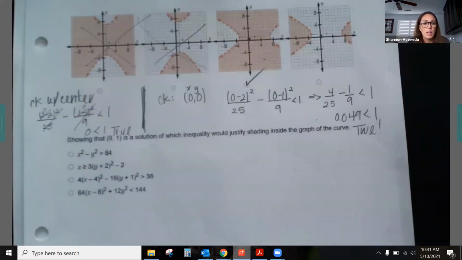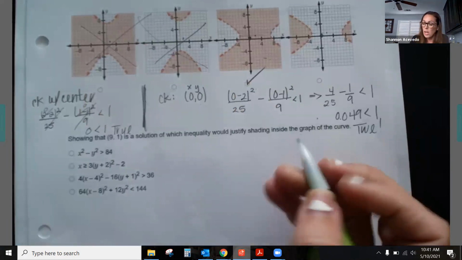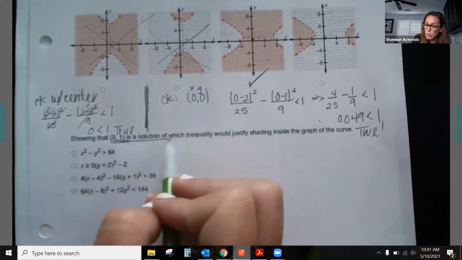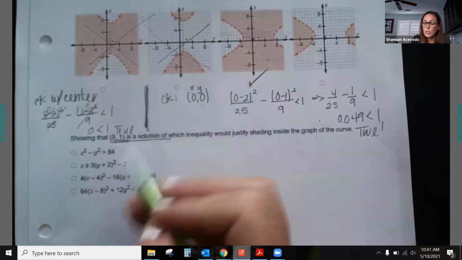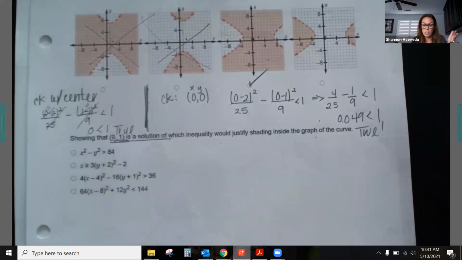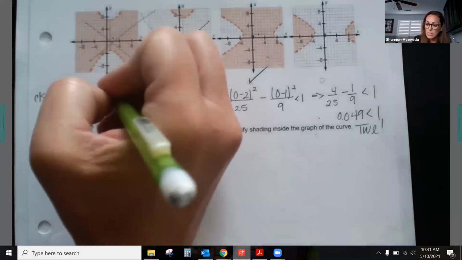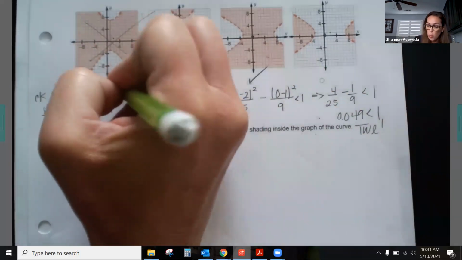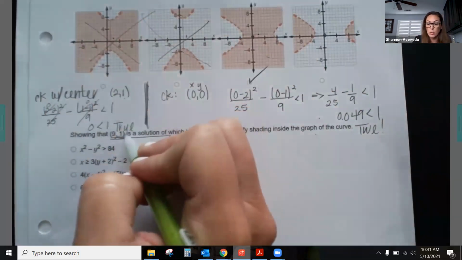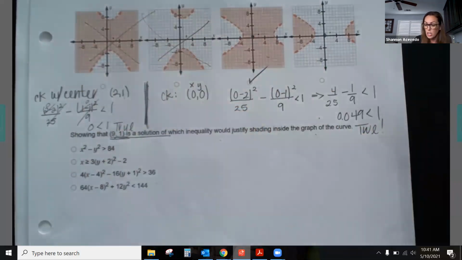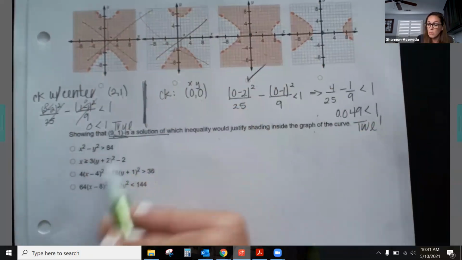My next one. Showing that 9, 1 is a solution of which inequality would justify shading the inside of the curve. Okay, so it's saying that 9, 1 is a solution. So which would that justify? Which would that be true for? Remember, if it's going to be a solution, it has to be true. The center we said is a solution. It was true. So 2, 1, it was true. So that's a solution because it was true. It's part of the shading. So it's asking you, which one of these would this be true for?